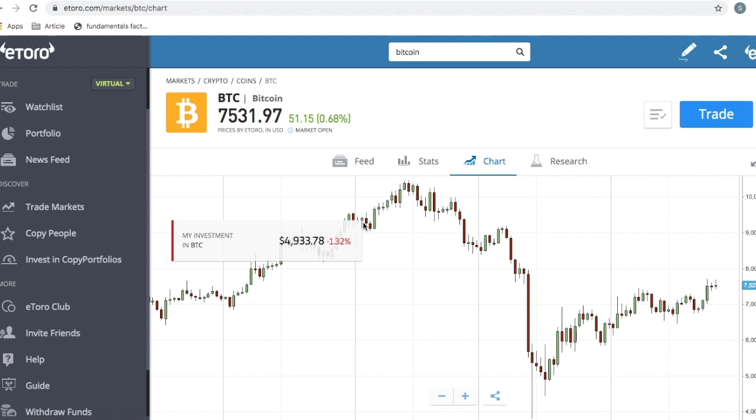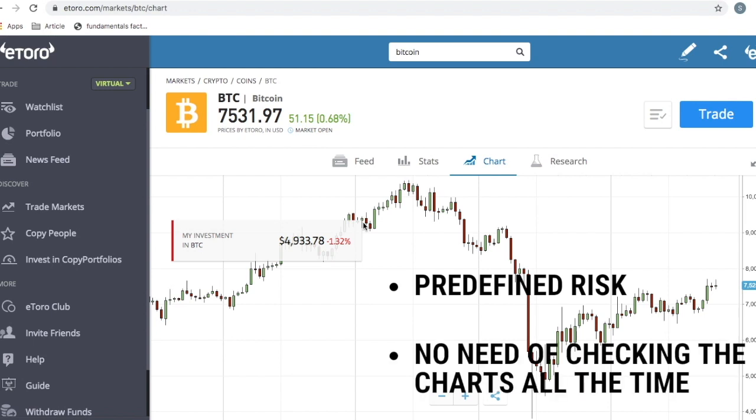Well, I've just mentioned one there. You have a predefined risk. If you, for example, only wanted to risk 1% of your account per trade, you would do that using a stop loss level. You also don't need to constantly be checking your charts. I'm sure some of you like to get some sleep, so you can leave your trades overnight in confidence that you're not going to have any major drawdown in your account.